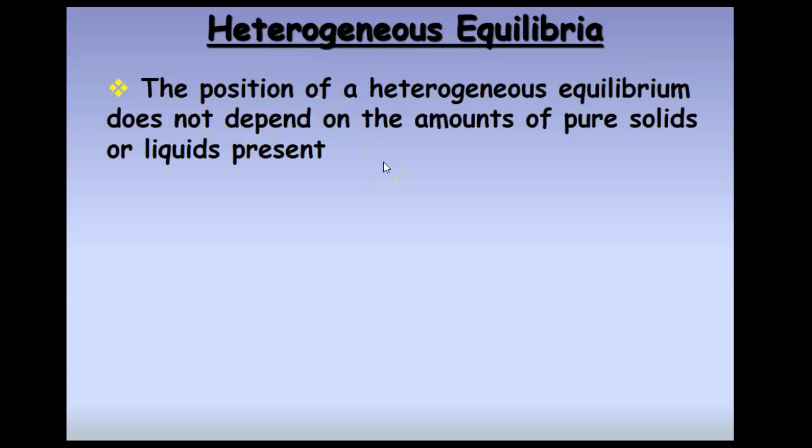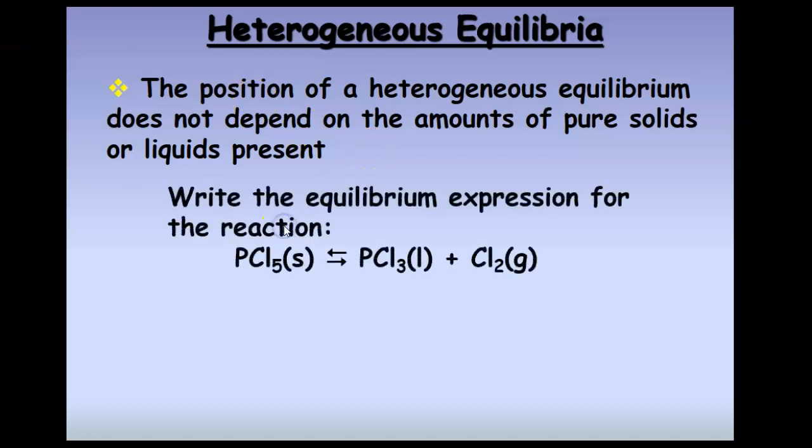The position of heterogeneous equilibrium does not depend on the amounts of pure solids or liquids. Meaning that if you have a heterogeneous expression, what is heterogeneous? Hetero means many or different. In this case, we have solid, liquid, gas. That means it's very important for you to check the state of that compound or the element you are given. Make sure it is not solid, it is not liquid. If it is either of them, then the expression is going to be 1.